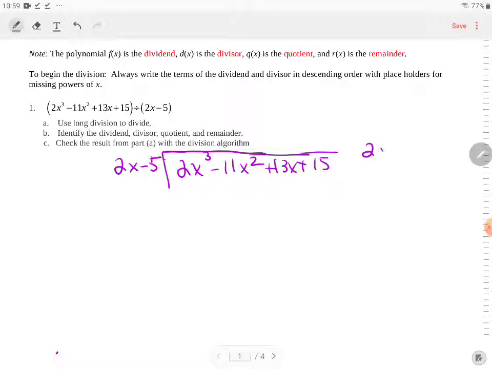divide. We're going to divide the first term, 2x to the third, divided by 2x, which is the first term of the divisor. So if you recall, 2 divided by 2 is 1. When you divide exponents, you subtract. We get x squared. The x squared is part of the quotient or answer. It goes on top. And then we multiply. So first we'll divide, then we multiply. So we get 2x to the third minus 5x squared. Okay, so that goes underneath here.